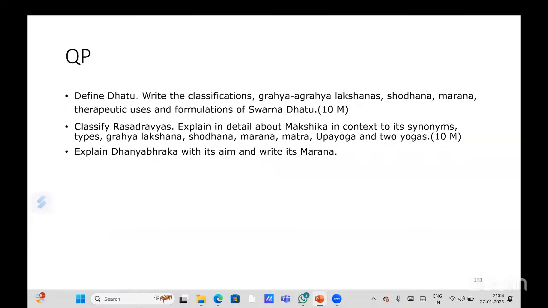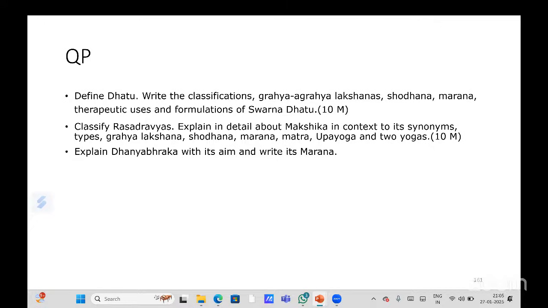Define dhatu, write the classification, Grahya Lakshanas, Shodhana, Marana, therapeutic uses, and formulation of Sarana dhatu. Classify Rasadravyas, explain in detail about Makshika in context to its synonyms, types, Grahya Lakshana, Shodhana, Marana, Matra, Upayoga, and two yogas. Okay. Explain Dhanya Abraka with its aim and write its marks.